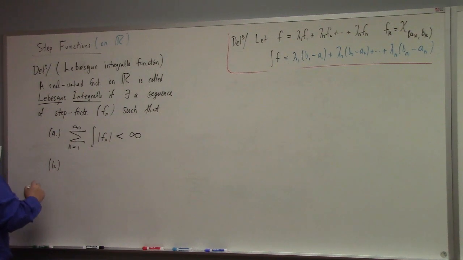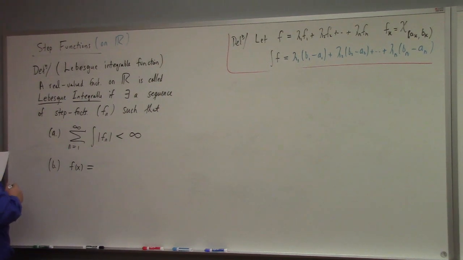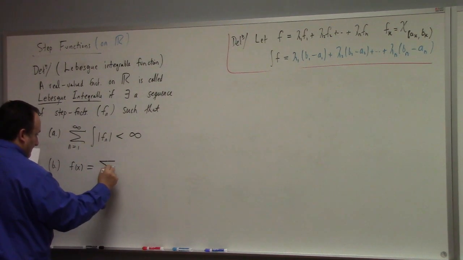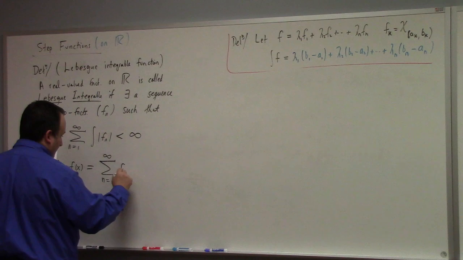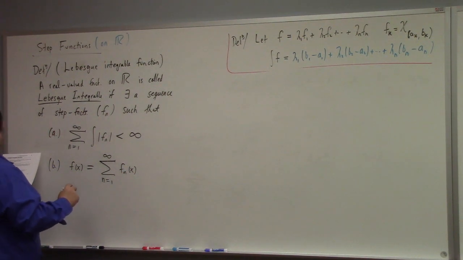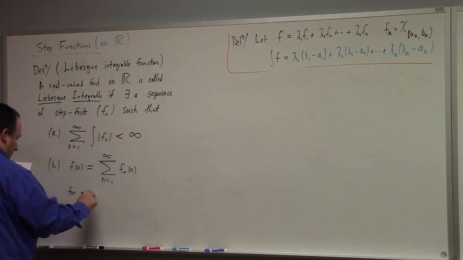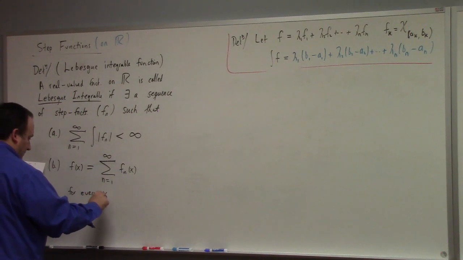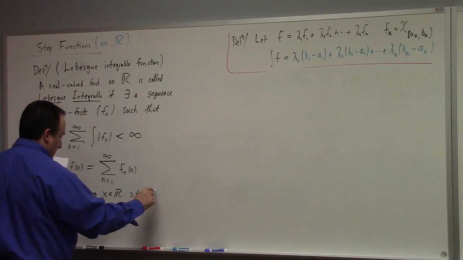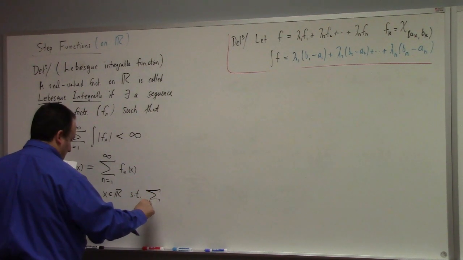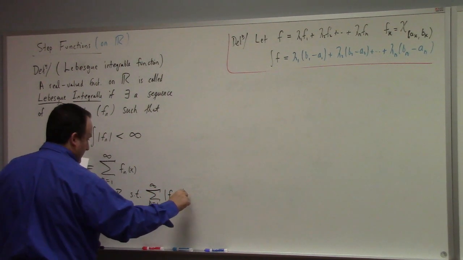And b, f of x is equal to the sum n equals 1 to infinity of f_n of x for every x in R such that the sum n equals 1 to infinity of the absolute value of f_n of x is less than infinity.